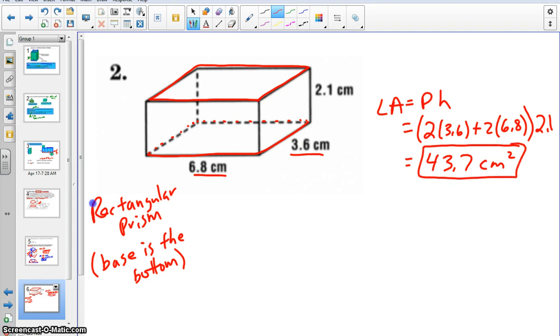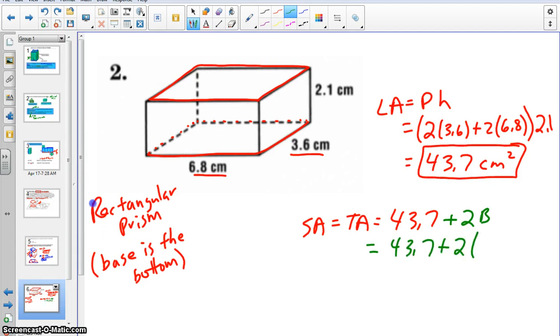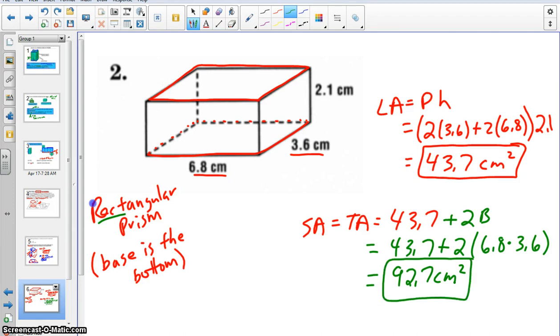To find the surface area, again, I could also use the notation TA for total surface area or total area. That would be lateral area plus the area of how many bases do we have? Well, we have 2 bases. So we'll get 43.7 plus 2 times, now we have a rectangular base, so it's just base times height, so 6.8 times 3.6, which would give us a surface area of 92.7 centimeters squared. Okay, and this concludes our notes for section 12.1.